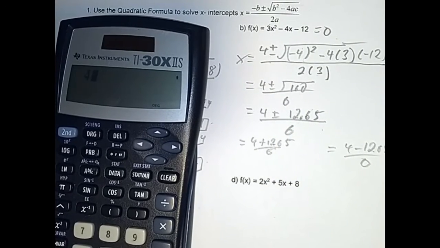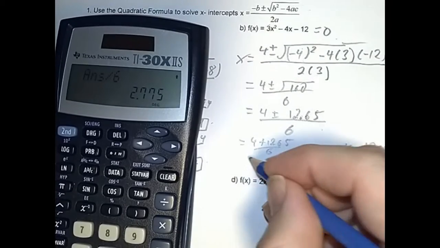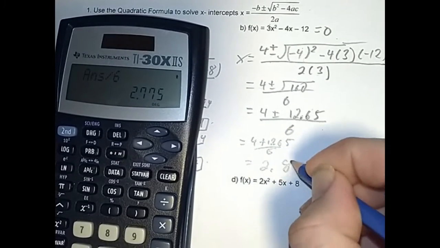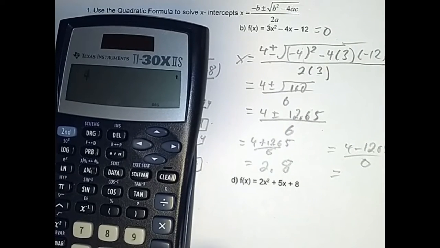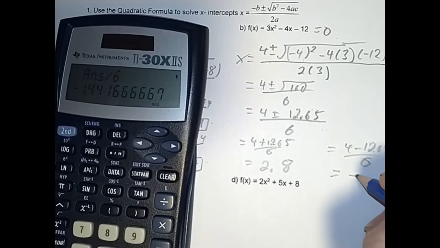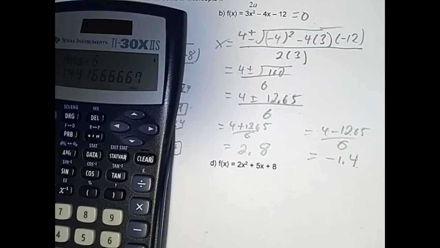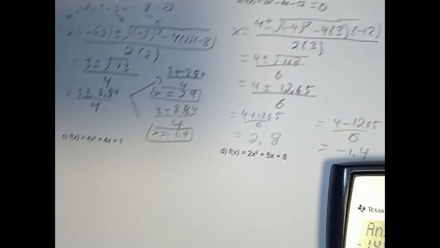So 4 plus 12.65 equals, divided by 6, and that's 2.8. And the other answer is 4 minus 12.65 equals, and then divided by 6 equals negative 1.44. We'll put negative 1.4. Got that answer. Let's move on to the next one.